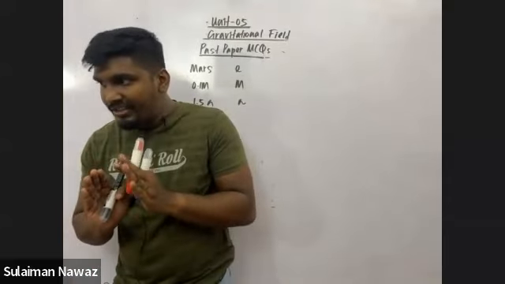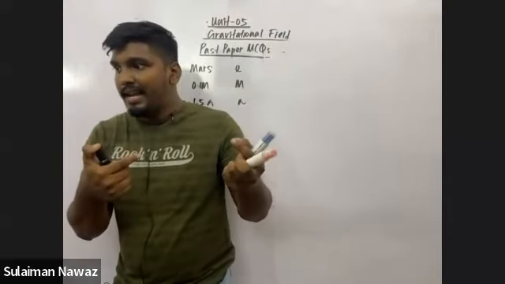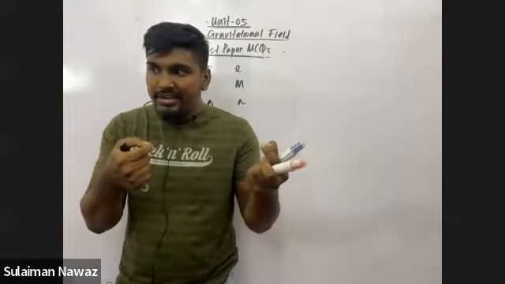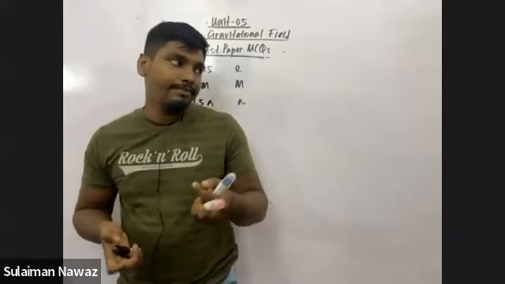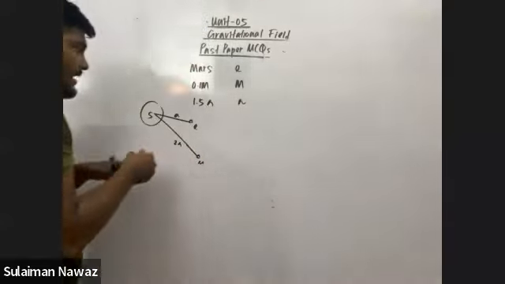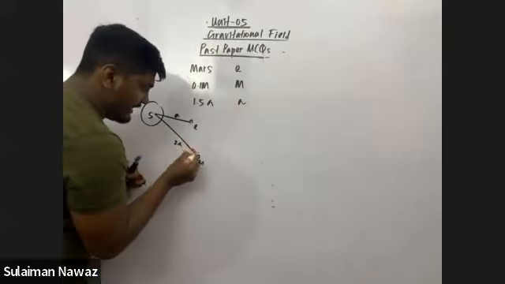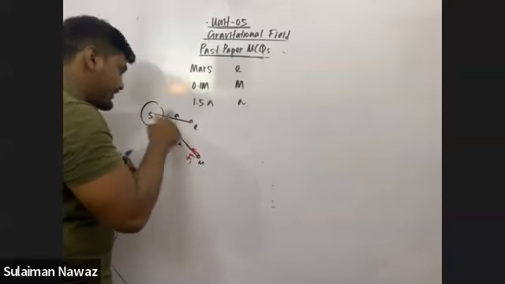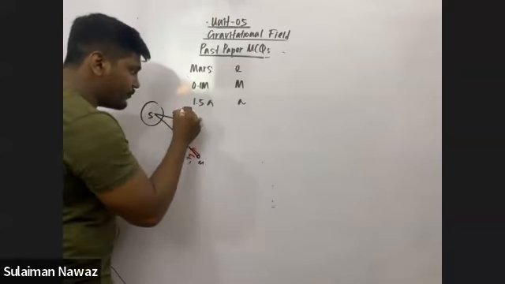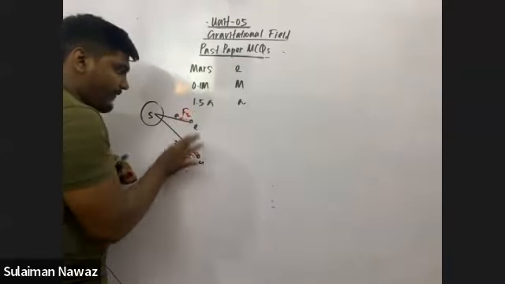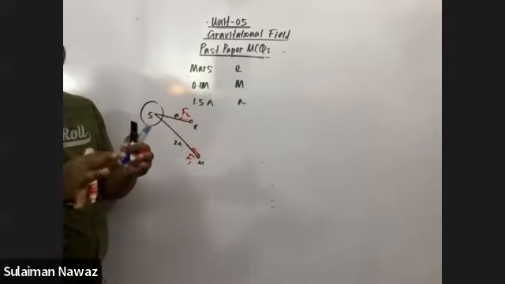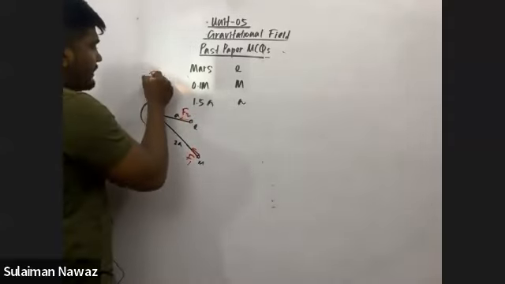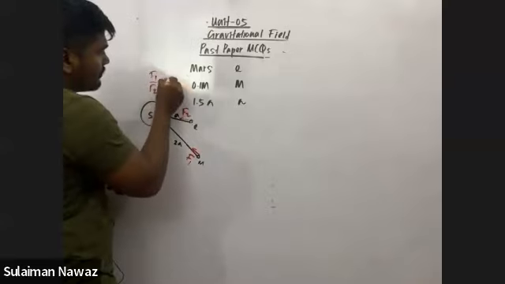Okay, what we want to find? The gravitational force of attraction between Sun and Mars, and the gravitational force of attraction between Sun and Earth. I say the gravitational force between Sun and Mars is F1, and the gravitational force between Sun and Earth is F2. Then I want to find the F1 to F2 ratio.